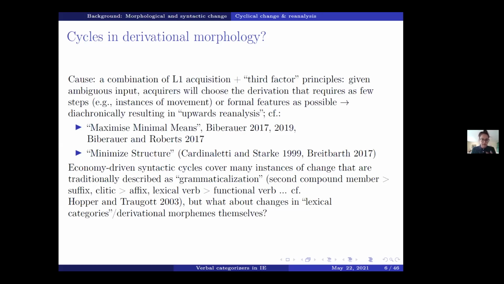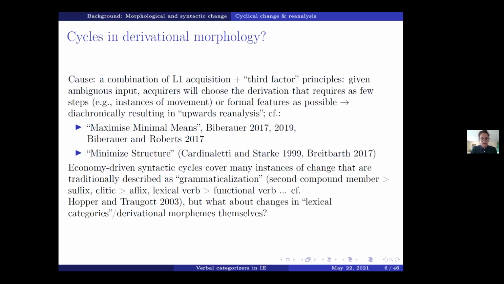And in general, these economy-driven syntactic cycles cover many instances of change that are traditionally described as grammaticalization in the sort of more functionalist oriented literature, where we have, for example, second compound members turning into suffixes, clitics turning into affixes, and so on, lexical verbs into functional verbs. But there's very little work about changes in lexical categories themselves, so in derivational morphemes themselves that don't fit into these traditional grammaticalization studies or cycles.